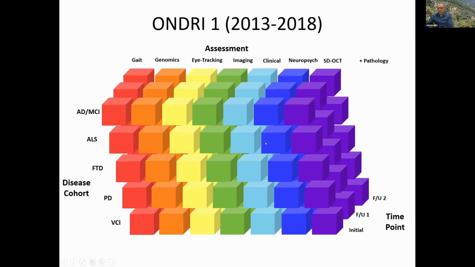I'm going to be focusing on the first iteration of ONDRI, for which we have data collected and which would probably be of most interest to this group at this point in time. What we did was collect several cohorts of patients: Alzheimer's disease, mild cognitive impairment, ALS, FTD, Parkinson's disease, in particular late onset Parkinson's patients, and those with cerebrovascular disease with or without cognitive impairment. The Parkinson's group included those who were cognitively unimpaired, those with MCI, and those with dementia, so a full spectrum of disease presentation. They were studied across multiple different platforms.